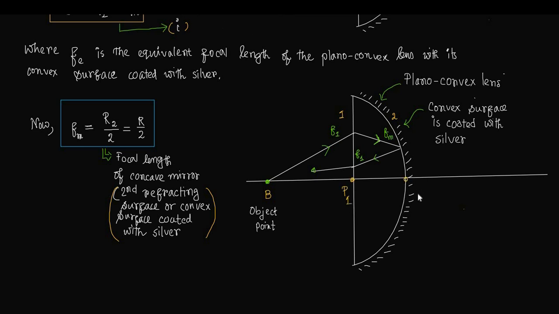Now P1 is the pole of the first refracting surface, P2 is the pole of the second refracting surface. We can denote the radius of curvature of the first refracting surface, R1, which is equal to infinity. R1 is the radius of curvature of the first refracting surface, or plane surface. We can denote the center of curvature: C2 is the center of curvature of the second refracting surface, and we can denote the radius of curvature of the second refracting surface, which is R2 equal to R.